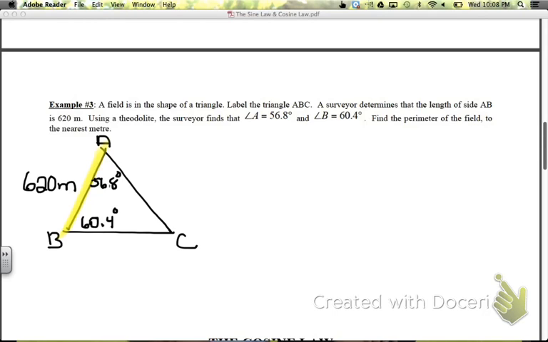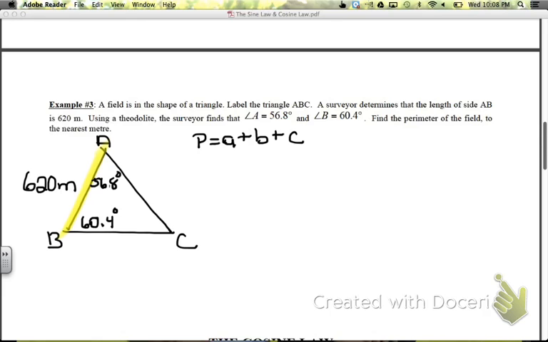We want to find the perimeter of the field to the nearest meter. So remember, perimeter is just going to be equal to A plus B plus C, right? We just add up all of our sides together. So now what we need to do is figure out our missing sides.